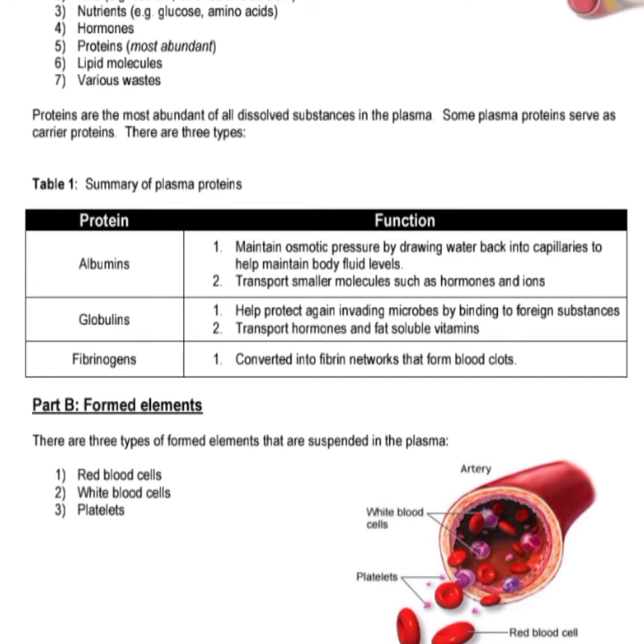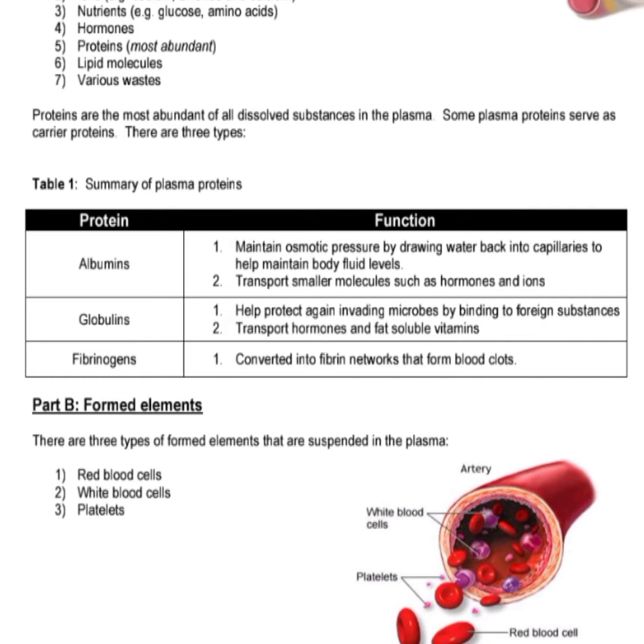Proteins are the most abundant of all dissolved substances in the plasma. Some plasma proteins serve as carrier proteins. There are 3 types. Table 1, Summary of plasma proteins. Protein function. Albumins: 1. Maintain osmotic pressure by drawing water back into capillaries. 2. Help maintain body fluid levels. 3. Transport smaller molecules such as hormones and ions.